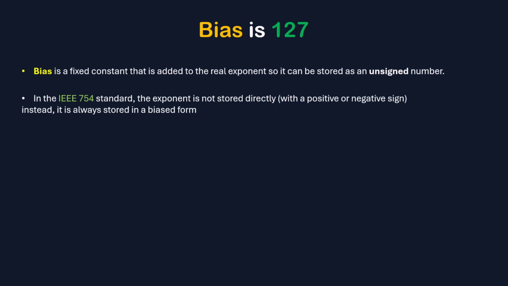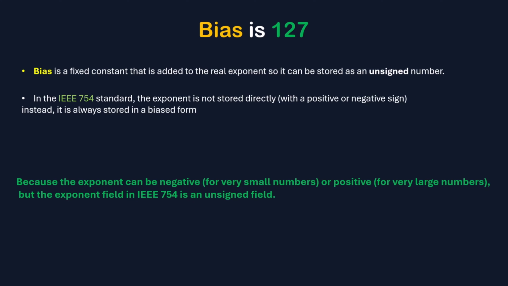Now, why do we add the bias to the exponent? Because the exponent can be negative for very small numbers or positive for very large numbers. But the exponent field in IEEE 754 is an unsigned field. If we store the exponent directly, we would need a separate sign bit for it, which would make hardware design more complex and comparisons between numbers harder. By using a bias, all exponent values become non-negative, making storage and comparison simple and efficient.